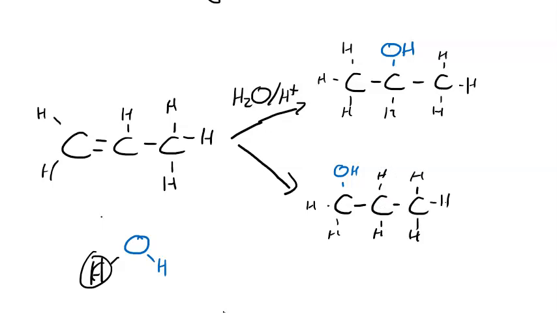So we can see that these are structural isomers of each other. This one would be propan-1-ol, and this one here would be propan-2-ol.